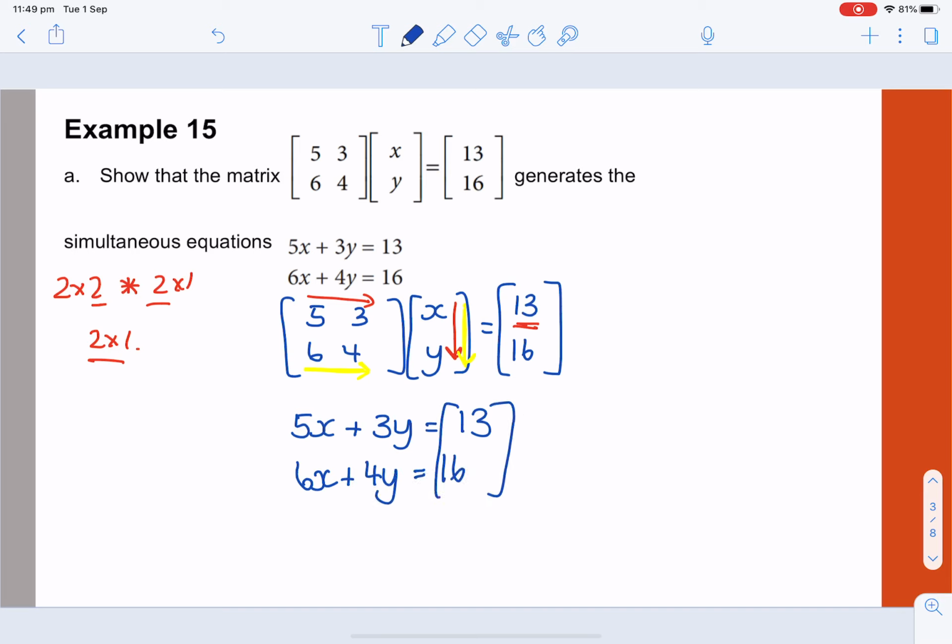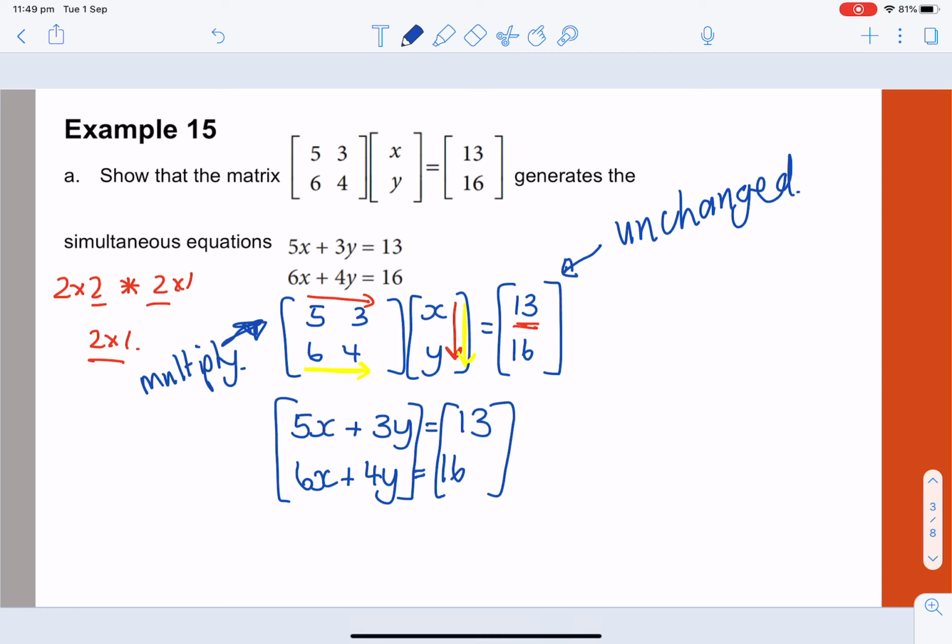Now I've still got boxes around these, or square brackets. So multiply the matrices on the left of the equation, keeping the matrix on the right unchanged. So this guy here is unchanged. This guy here we multiply. That was the challenging bit.